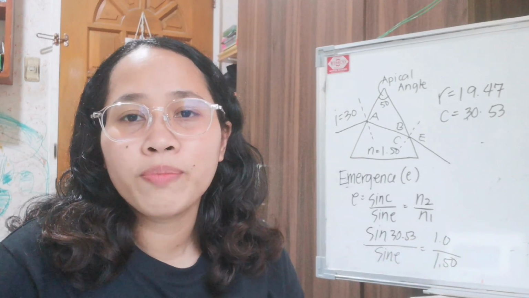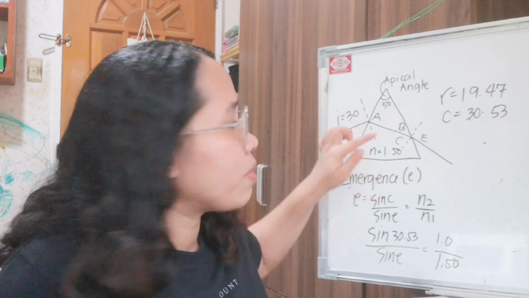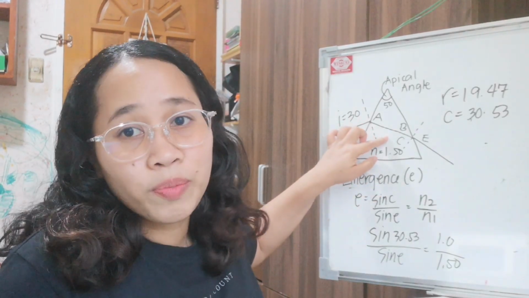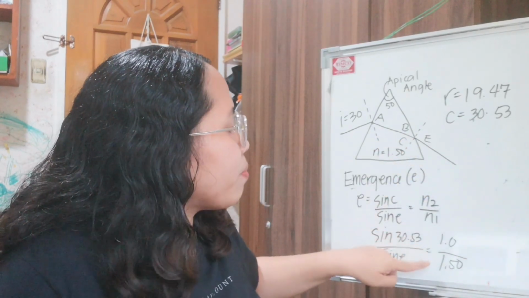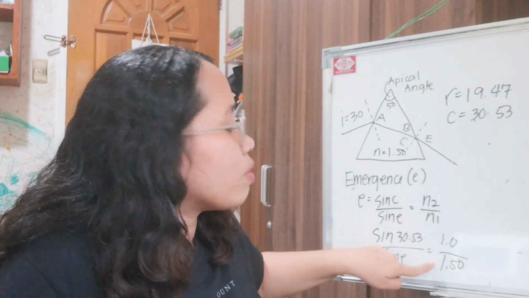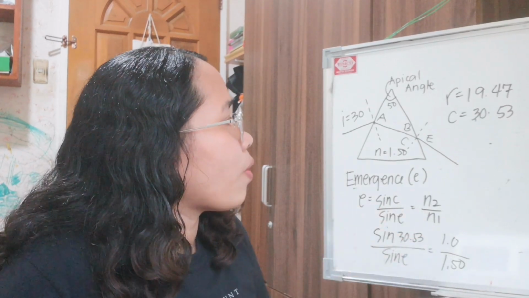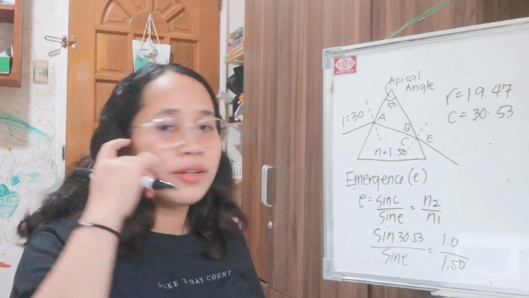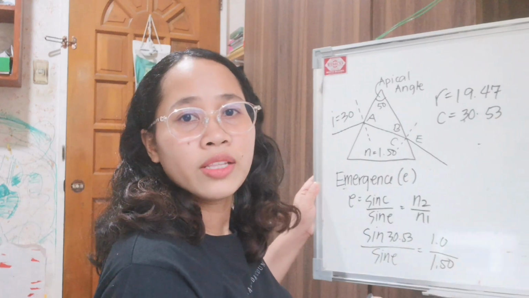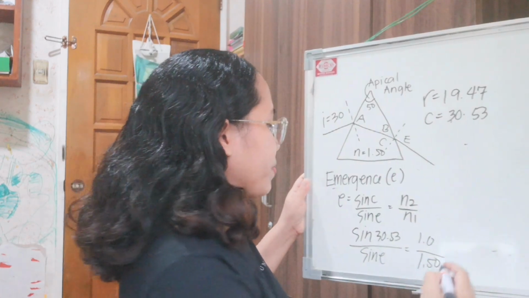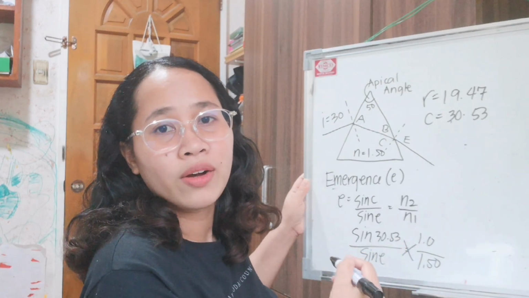Why 1.50? Because the light will be coming from the prism, going out to the air. So the N1, or the index of refraction, will be 1.50, and the N2 now will be 1.0, or the air. Okay? I hope you can see it. Okay, I'll just adjust it. So cross multiply, the same as with the angle of refraction.